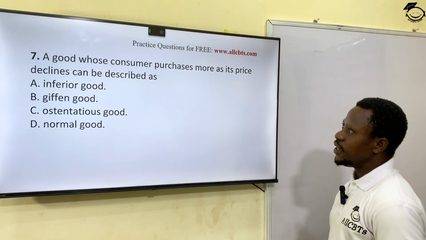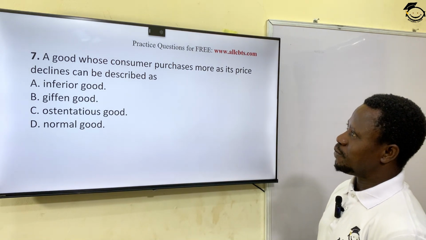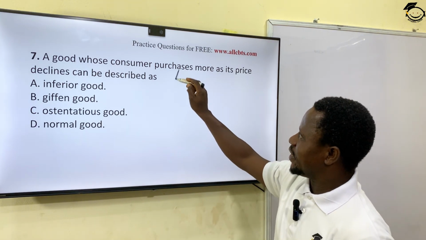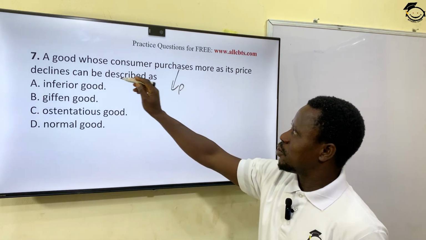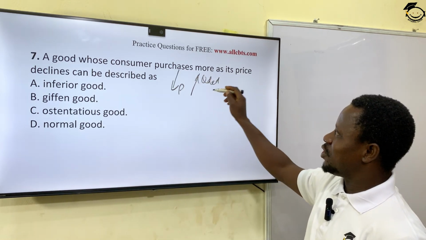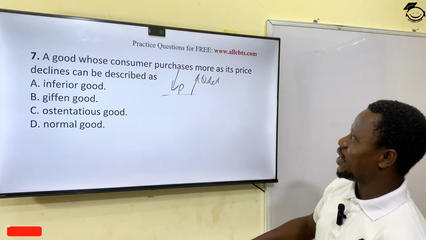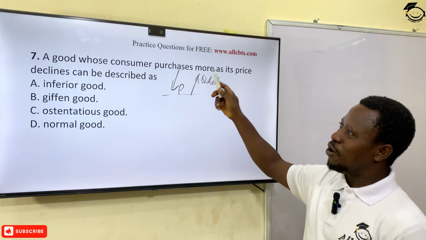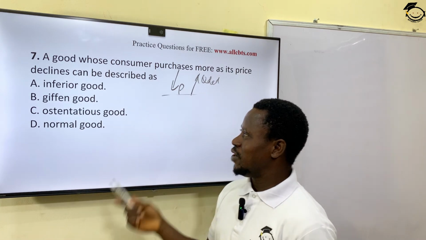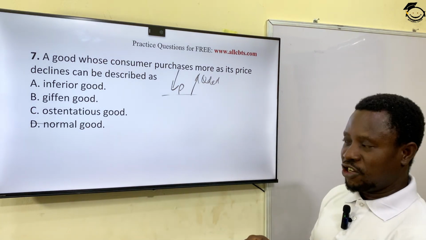Okay. The next question. A good whose consumer purchases more as its price declines can be described as, in other words, as the price declines, the lower the price, the consumer buys more, right? Quantity demanded. This is just simple law of demand. The higher the price, the lower the quantity demanded, and the lower the price, the greater the quantity demanded.